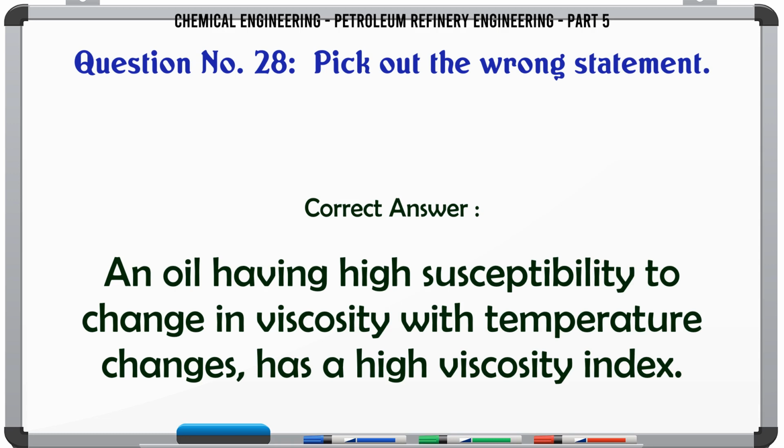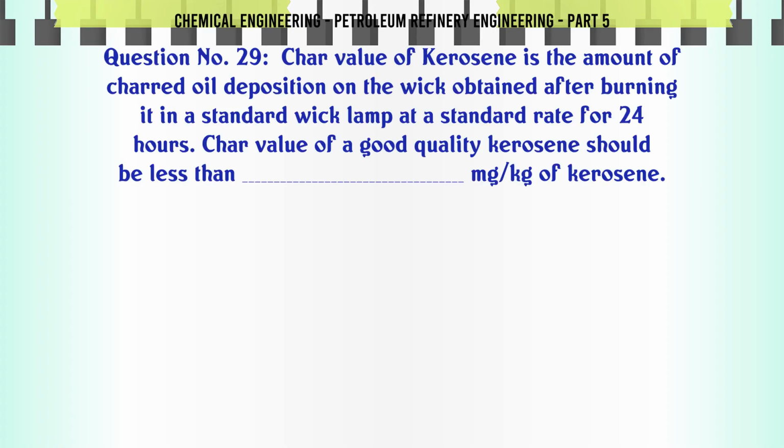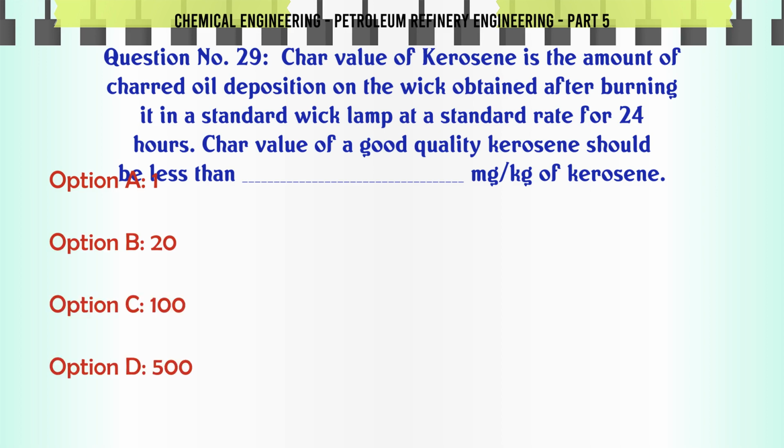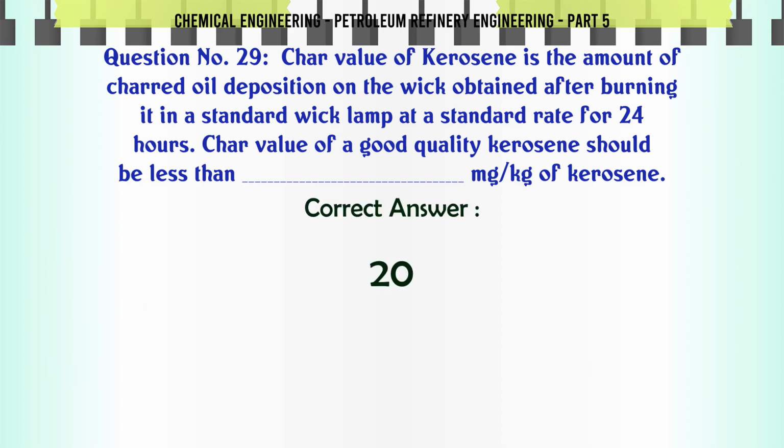Char value of kerosene is the amount of charred oil deposition on the wick obtained after burning it in a standard wick lamp at a standard rate for 24 hours. Char value of a good quality kerosene should be less than blank mg/kg of kerosene. A. 1. B. 20. C. 100. D. 500. The correct answer is 20.